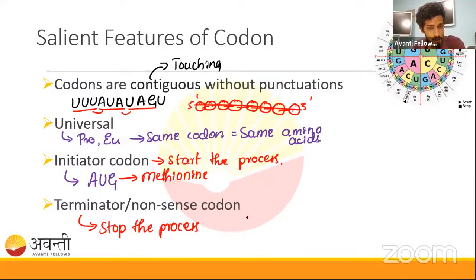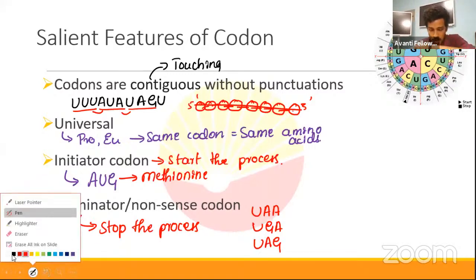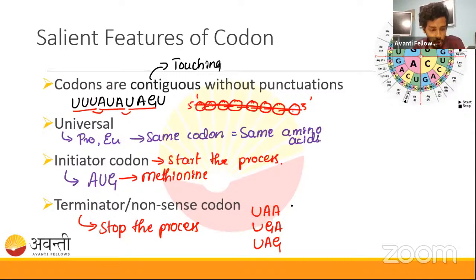There are three codons called the stop codons. Those are UAA, UGA, and UAG. Every one of them has its own special name. UAA is called ochre, UAG is called amber, and UGA is called opal.